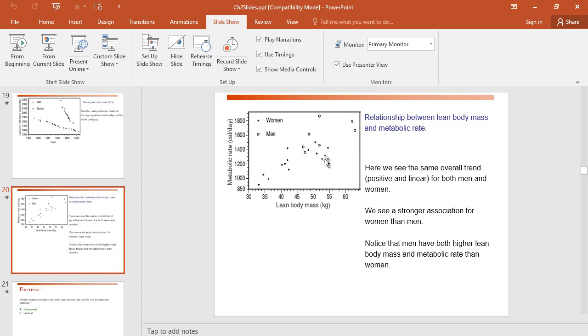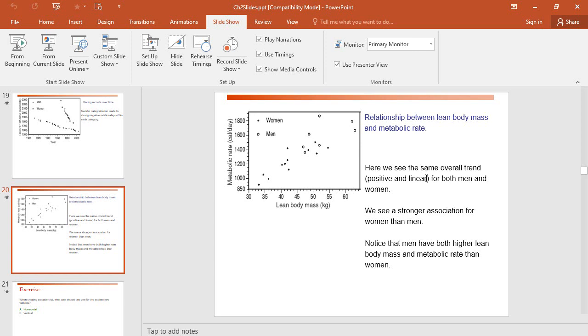So here I have another picture where, again, we have men and women. Here for men we are using open circles, and for women we're using filled-in circles. On the horizontal axis we have the lean body mass, and on the vertical axis we have the metabolic rate. Here we see the same overall positive linear trend for both categories, men and women. We see the same pattern.